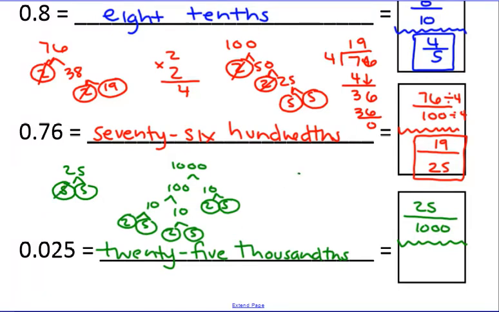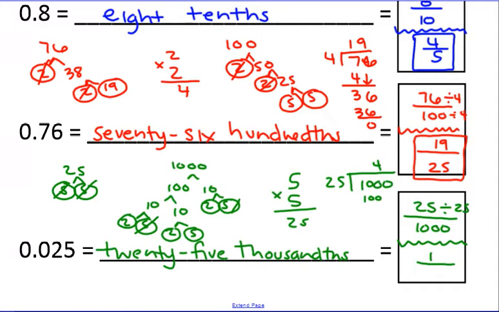So here I have a 5 and there, and then I have a 5 here and a 5 here. So 5 times 5 is 25. So 25 divided by 25 is 1. And 1,000 divided by 25. So 25 goes into 100 4 times. Bring down the 0. 25 goes into 0 0 times. So 1 over 40.